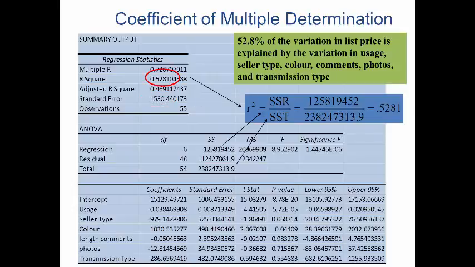Okay, so now let's look at the R-squared. My R-squared is 0.528, which I interpret as 52.8% of the variability in list price is explained by the variability in usage, seller type, colour, comments, photos, and transmission type. What this means is that 47.2% of the variability is unexplained. So again, you need to decide whether this is acceptable, and this will depend on how important the decision is going to be in terms of your model and so on.